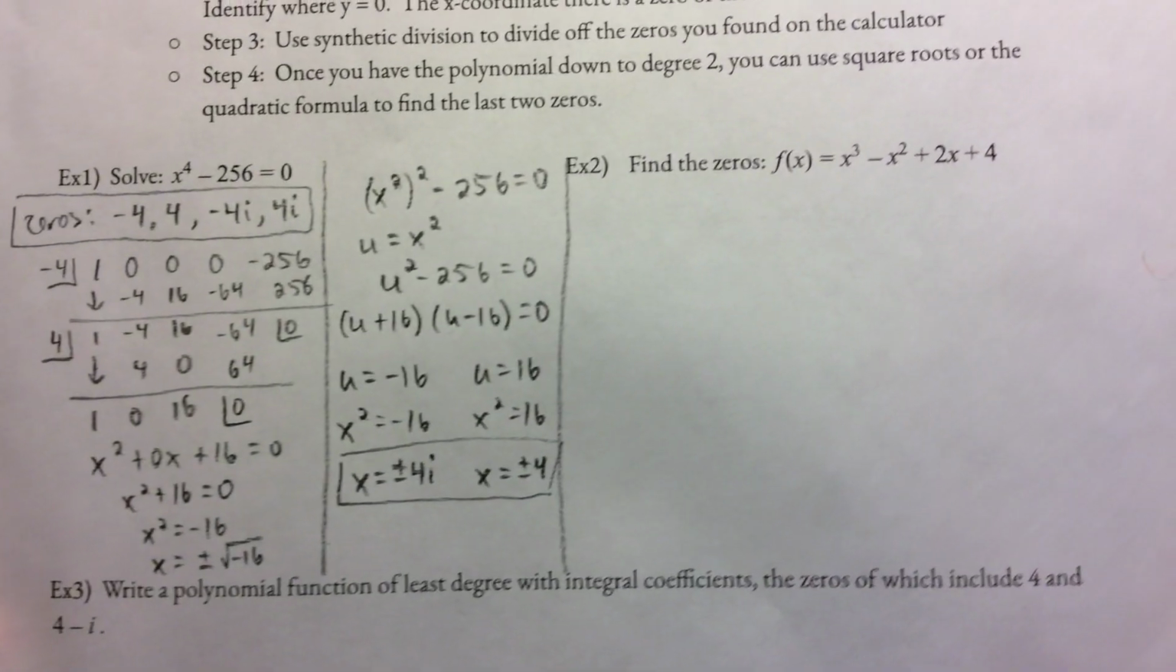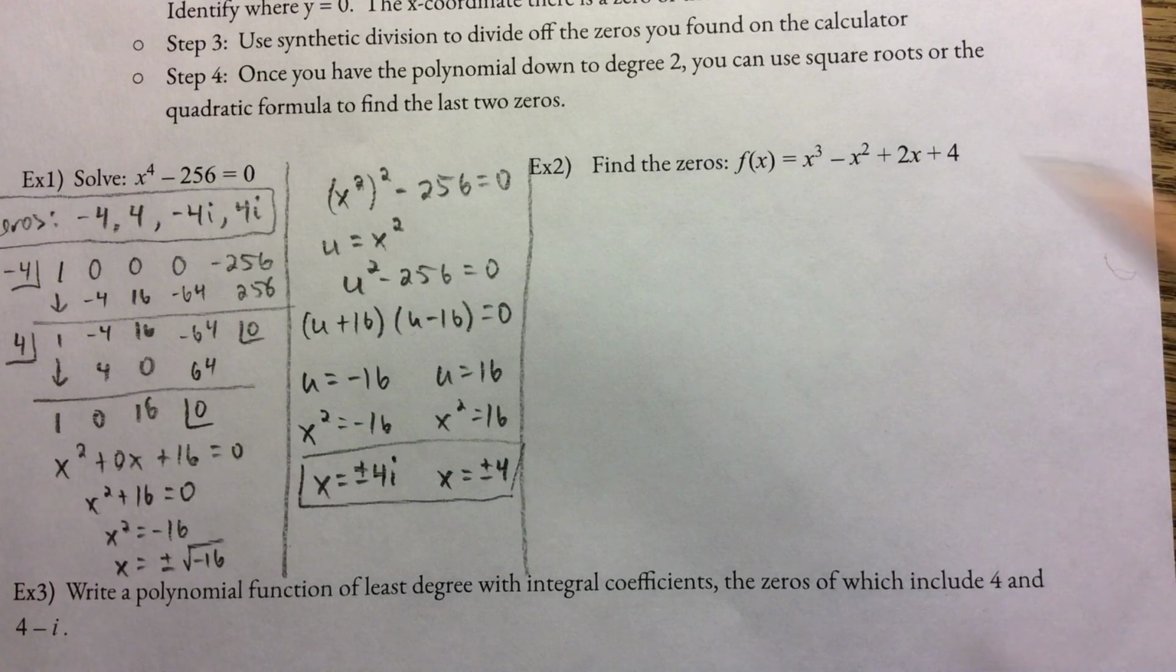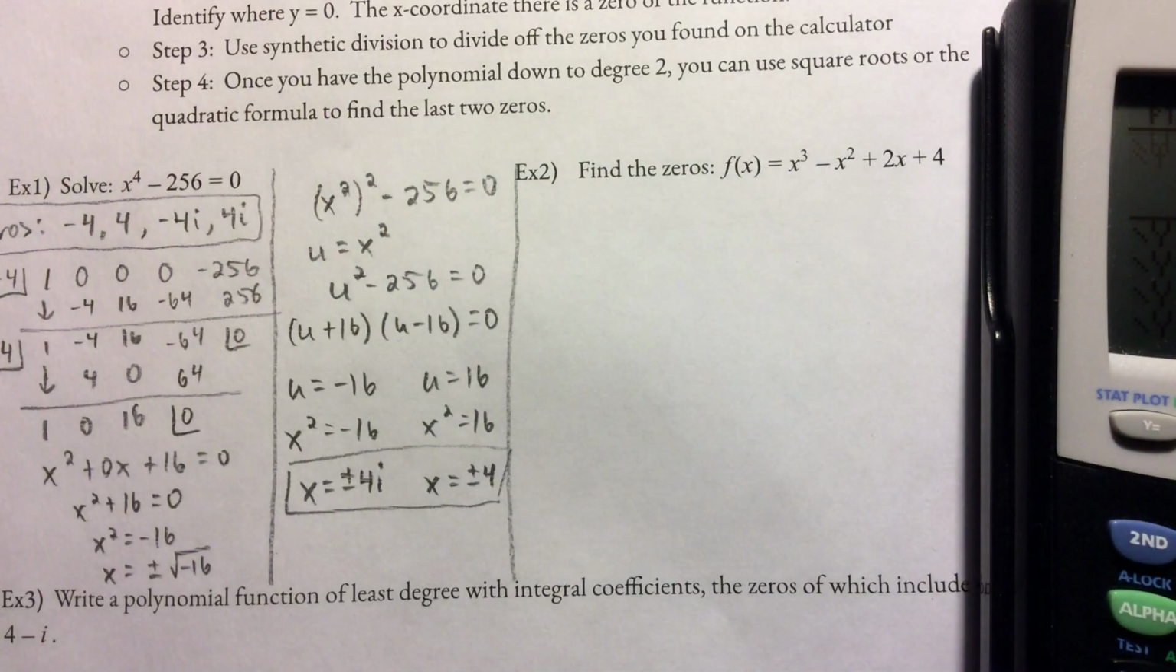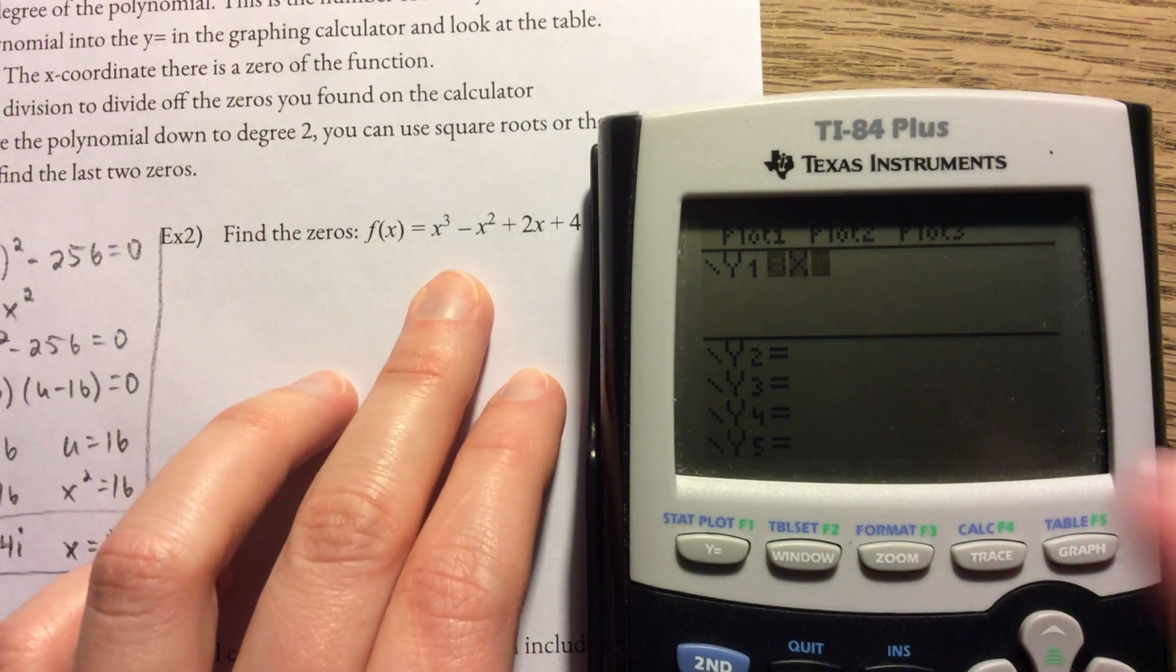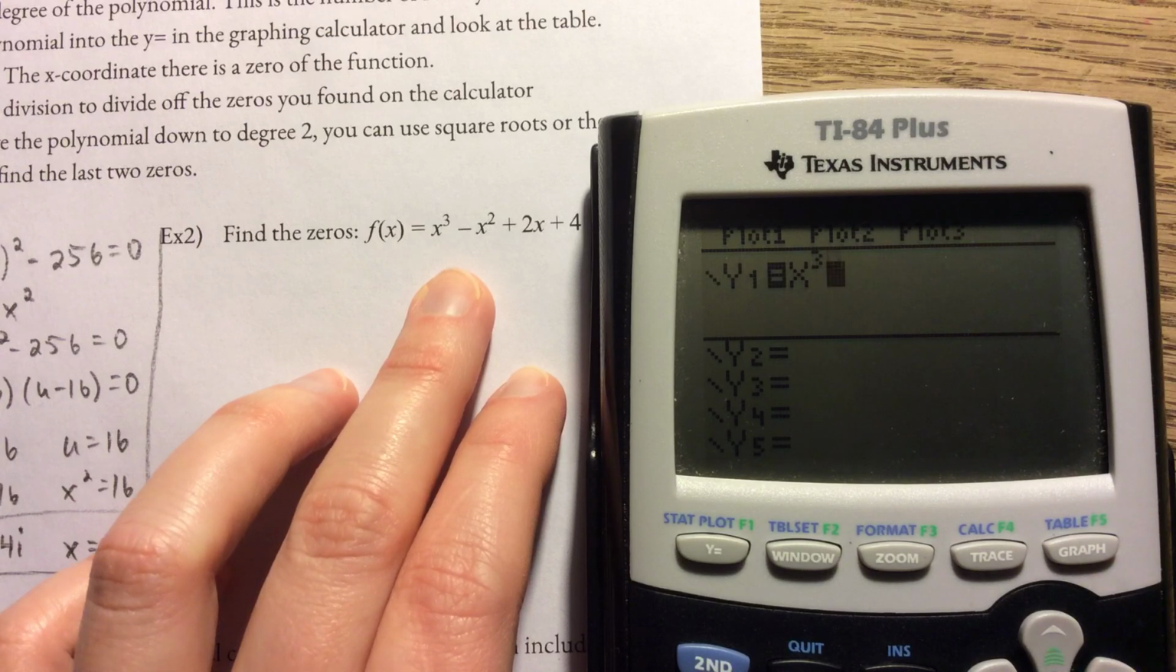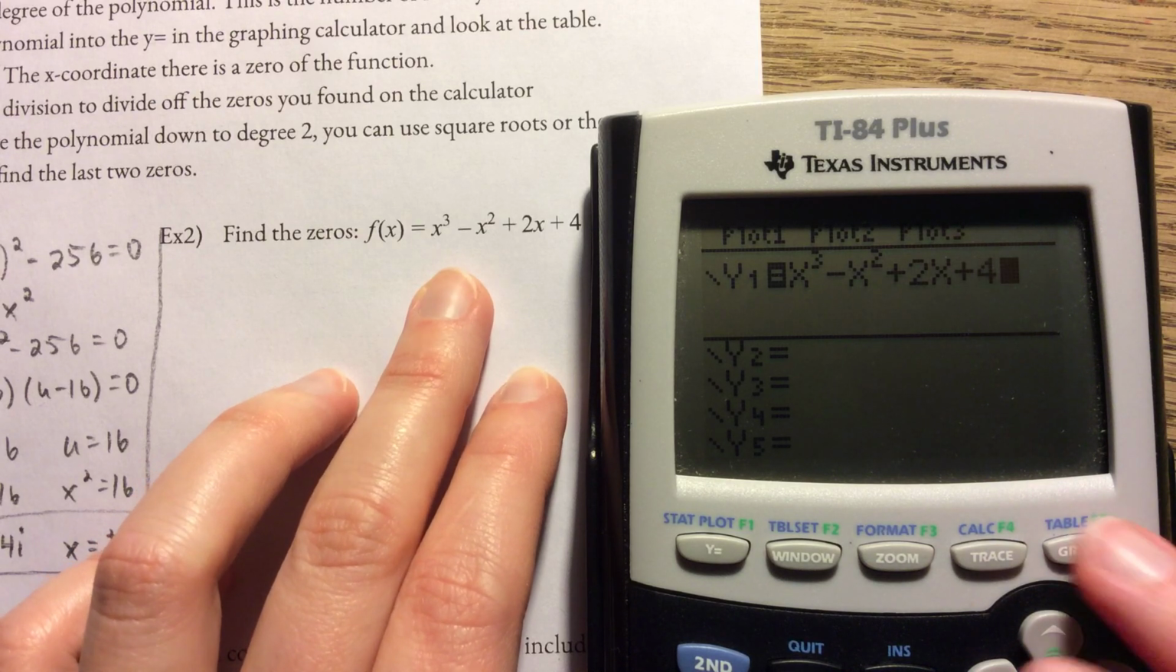Alright, example 2. So looking at this, I can see that it's third degree, so I'm going to have to find 3 zeros. So the first thing I'm going to do is type it in the calculator and look at it. You can also look at them and see right away if it looks like there's anything that could be factored out or any way that you could factor it.